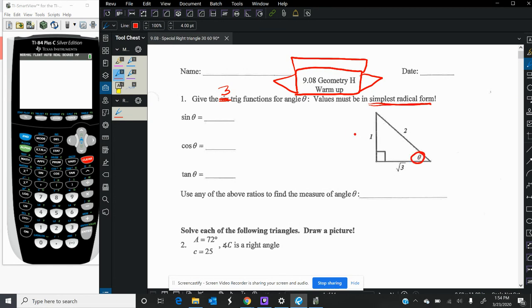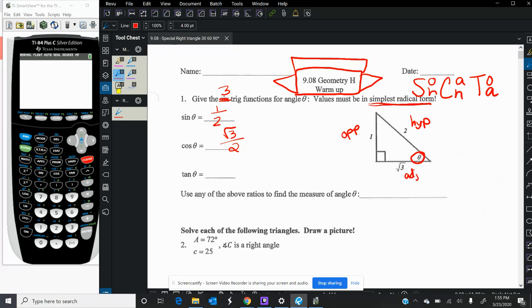So, from theta, we know that one is the opposite side, 2 is the hypotenuse, and the square root of 3 is our adjacent side. SOHCAHTOA is our acronym. So for sine, it's going to be opposite over hypotenuse, which is 1 over 2. Cosine is adjacent over hypotenuse, the square root of 3 divided by 2, and that's okay to write it. We like radicals in the numerator, not the denominator.